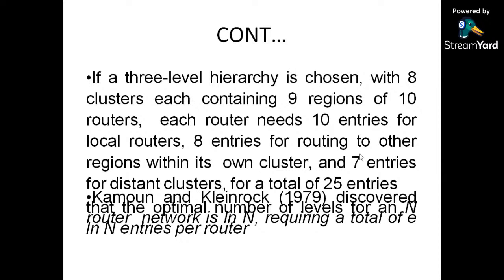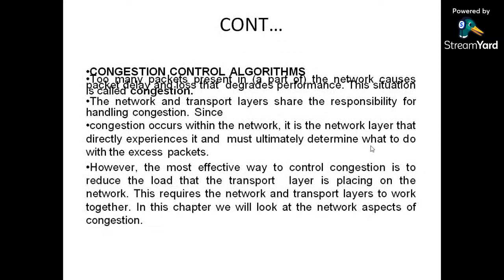Kamoun and Kleinrock, these scientists, in 1979 discovered that the optimal number of levels for an N router network is ln N, requiring a total of e ln N entries per router.